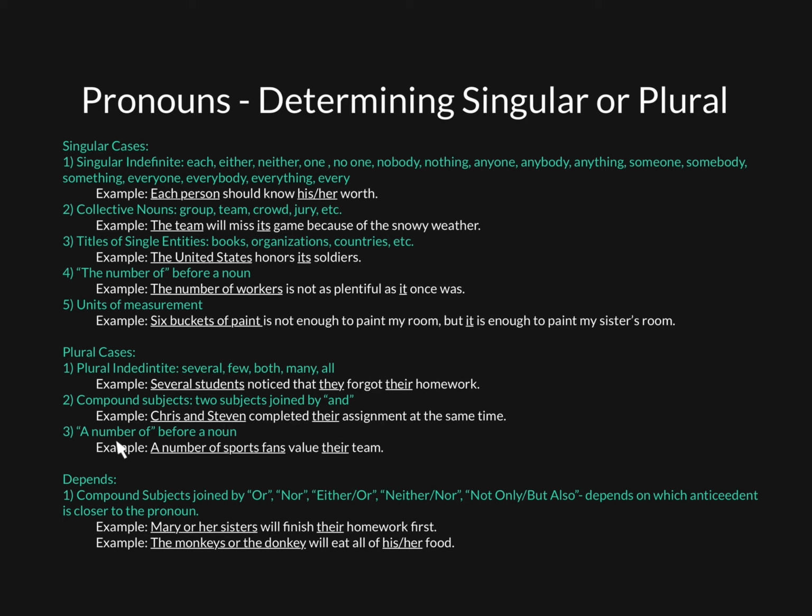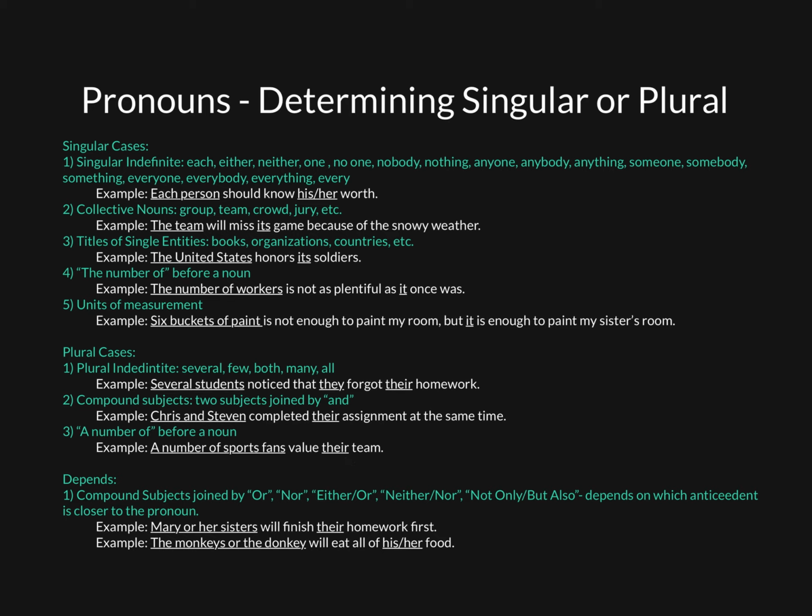Then we have a number of before a noun. So this is different than here where we have the number of. Here we have a number of. If it says a, it's going to be the plural case. If it says the, it's going to be the singular case. So here we have a number of sports fans value their team. So that's saying multiple sports fans value their team. Considering it's multiple, it's going to be the plural case, and it's going to be paired with the pronoun there.